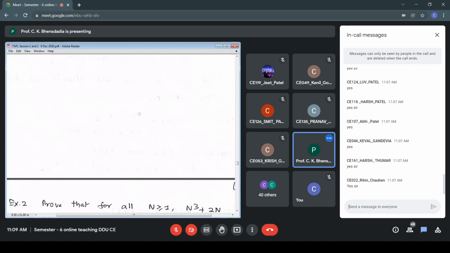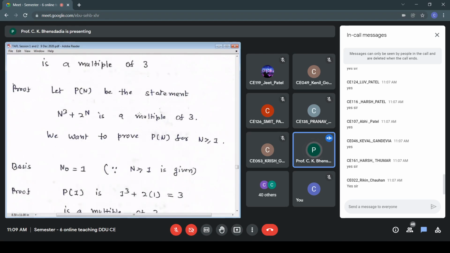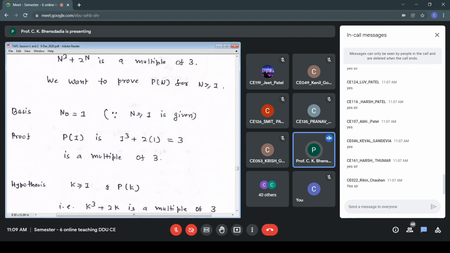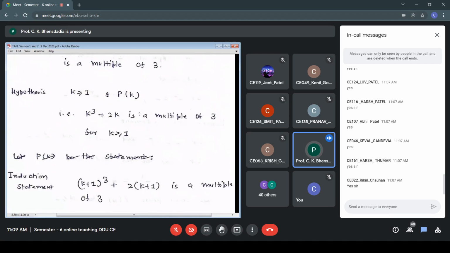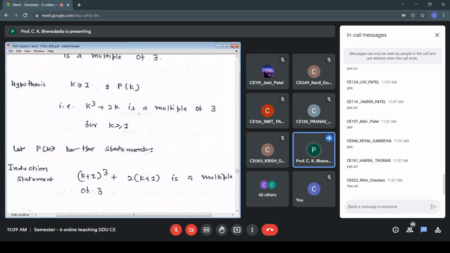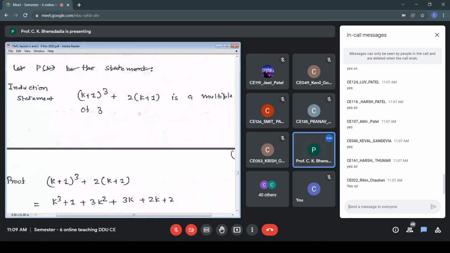So here we'll put k plus 1. That is (k plus 1) cube plus twice (k plus 1) that we need to prove is a multiple of 3. (k plus 1) cube plus twice (k plus 1) is a multiple of 3 is to be proved in simple expansion. (a plus b) cube, where a is k, that is k cube, and b is 1.